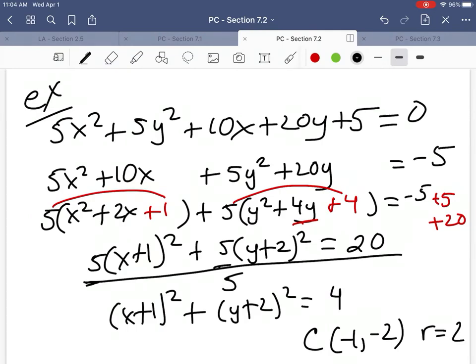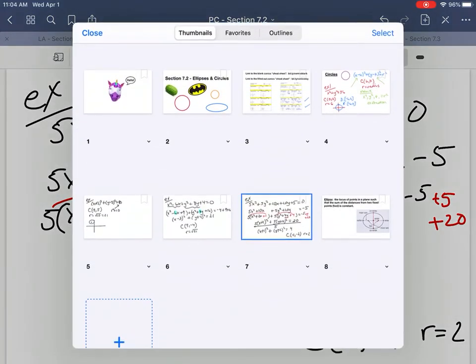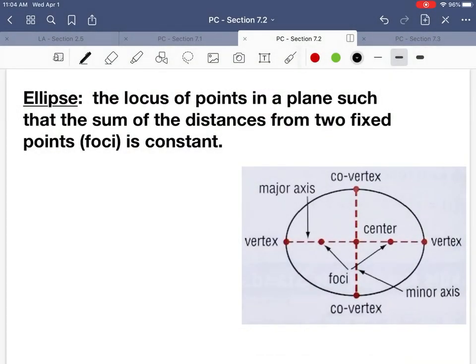All right, so here we go. Now on to ellipses. Ellipses are just like ovals, basically. They're just circles that are squished one way or the other. And with ellipses, you have a little bit more to deal with. There's a definition of an ellipse: the locus of points in a plane such that the sum of the distances from two fixed points, basically the foci, is constant.